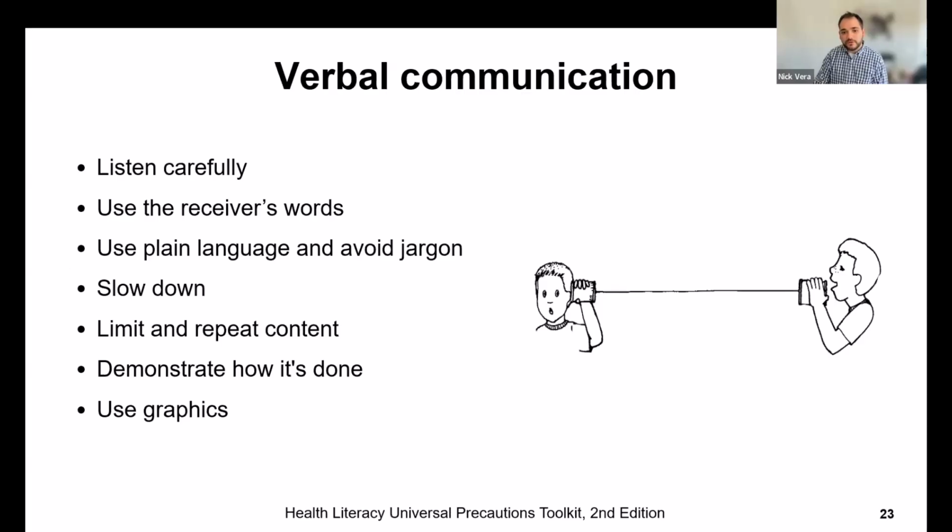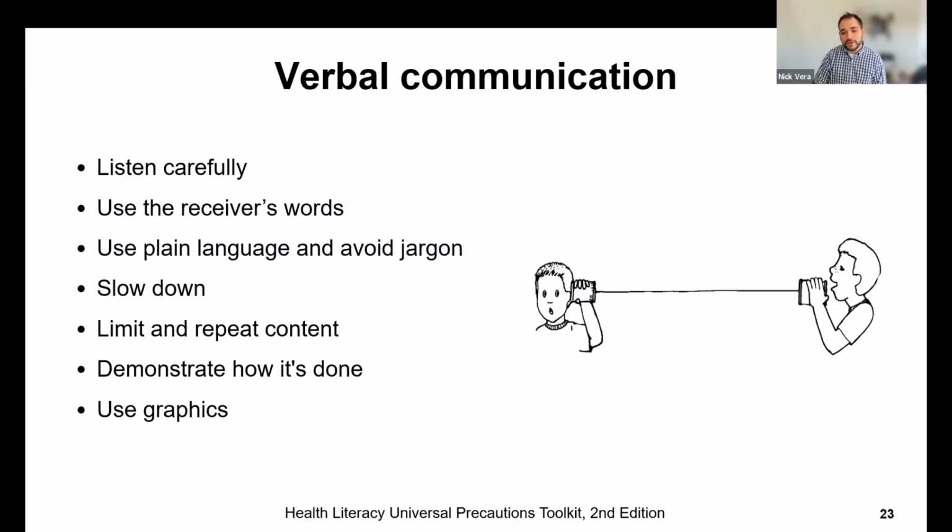So let's move on to verbal communication. Here are some best practices for clear verbal communication. First, we want to listen carefully. Try not to interrupt people when they are talking. Pay attention and be responsive to the issues they raise and questions they ask. Use the receiver's words. Take note of what words a receiver uses to describe their health concerns and use those words in your own conversation or response.